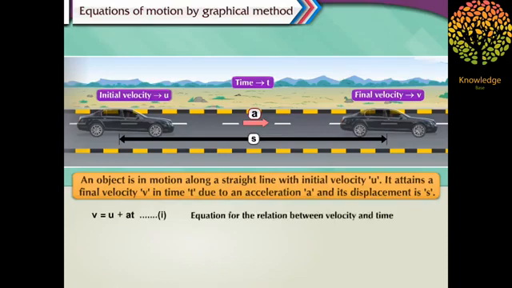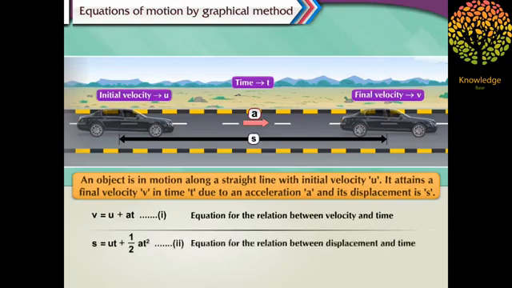Displacement s equals initial velocity u into time t plus 1 upon 2 into acceleration a into time t square. This is the relation between displacement and time. Final velocity v square equals initial velocity u square plus 2 into acceleration a into displacement s. This is the relation between displacement and velocity.